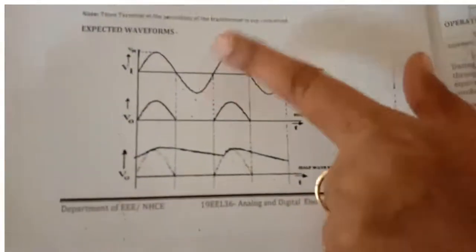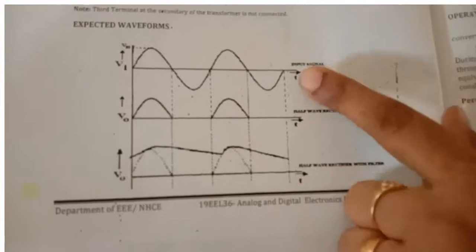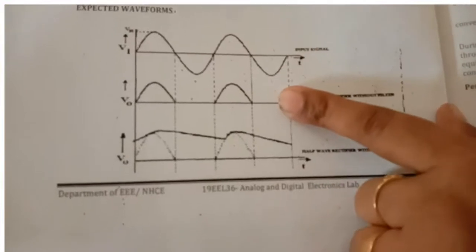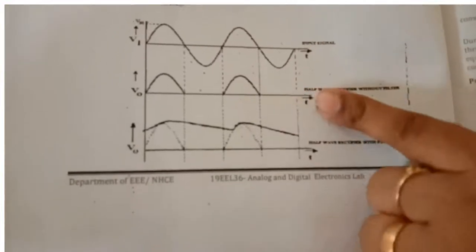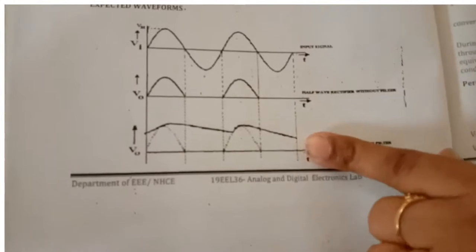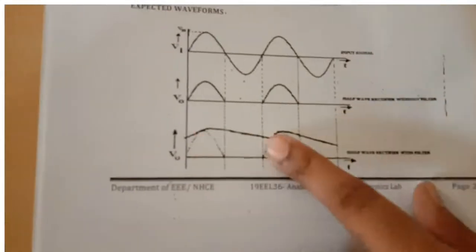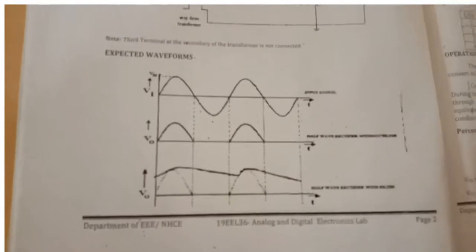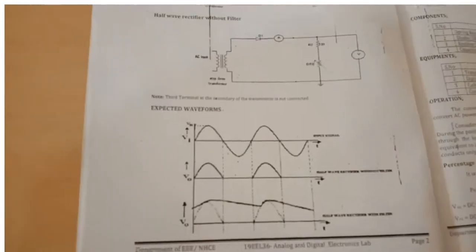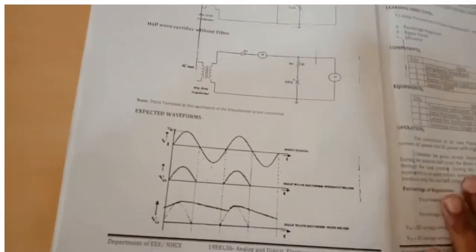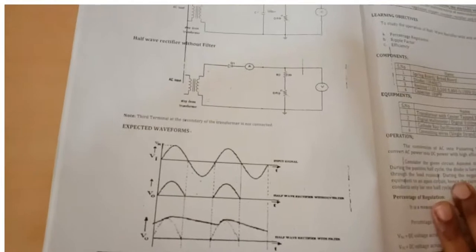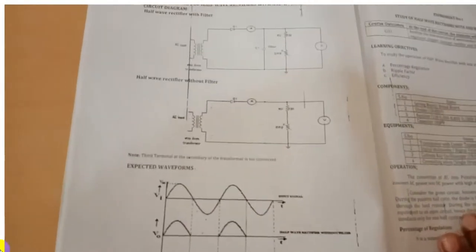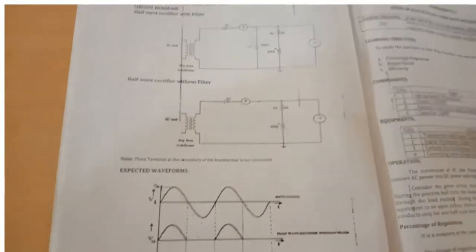Finally you have to draw the waveform. In the input AC waveform you have to draw, and without filter how we got the rectified output you have to draw. And the second thing, with the filter how the ripple was reduced and how we got the waveform from the CRO, we have to draw it in the graph sheet. So this is how we can study the efficiency and regulation of a half wave rectifier in the hardware experiment. Thank you.